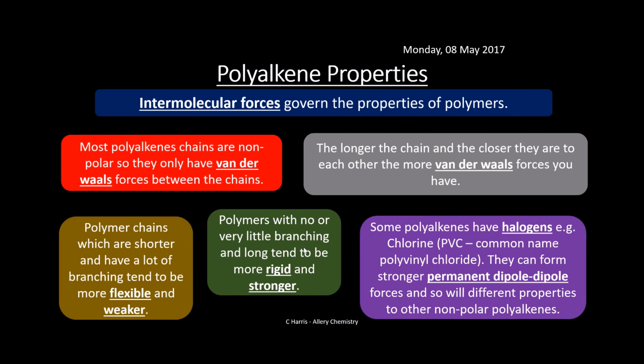Some polyalkenes have halogens in, so PVC, which you might use in drain pipes, etc. These obviously have stronger permanent dipole-dipoles because you've got a polar part to it. You've got the chlorine bit now, which is creating a polar bond, and we can get forces stronger than van der Waals when we've got a dipole-dipole.